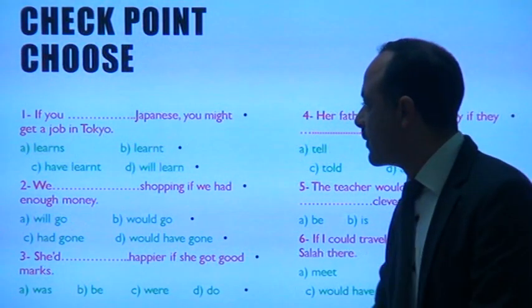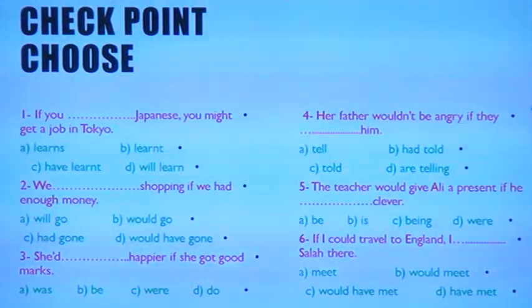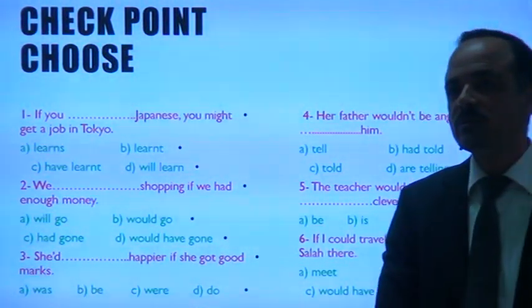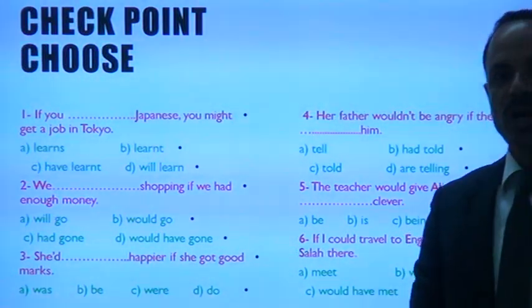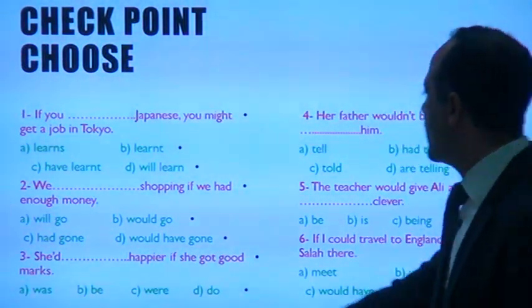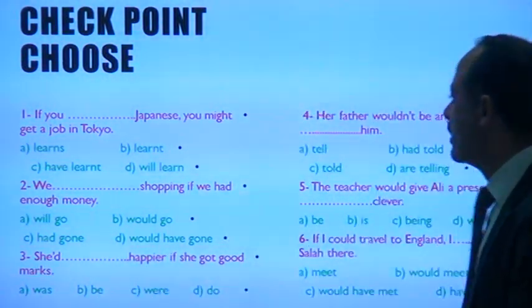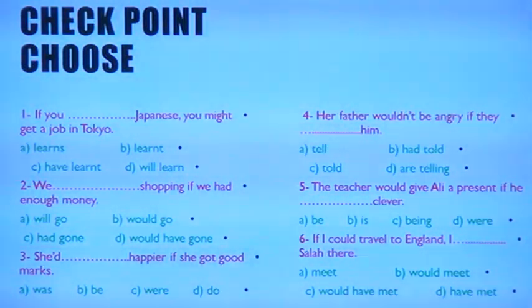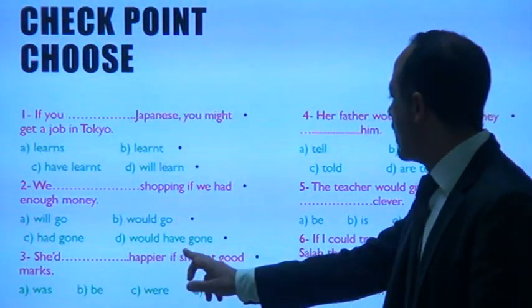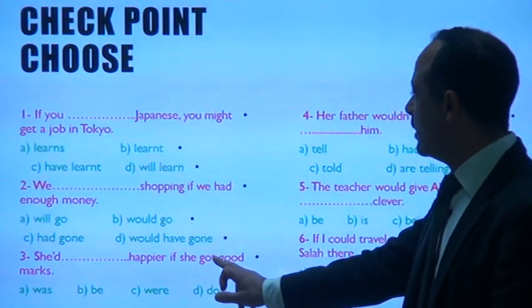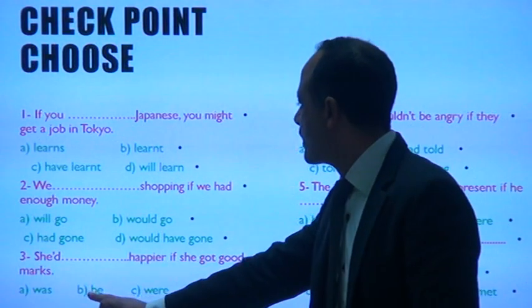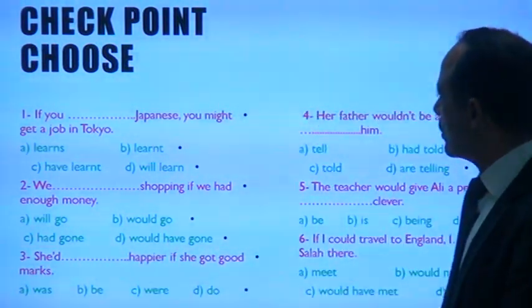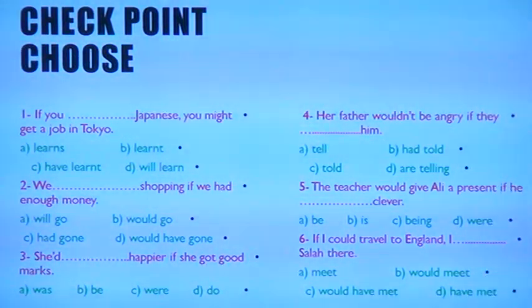Which one is the infinitive? Was, be, were, do. Which one? Yes, you're right. B. She would be happier. She would be happier if she got good marks. If got, past simple, would infinitive, would be. Oh, all answers are B. It's amazing. Number 4. Her father wouldn't be angry if they ___ him.